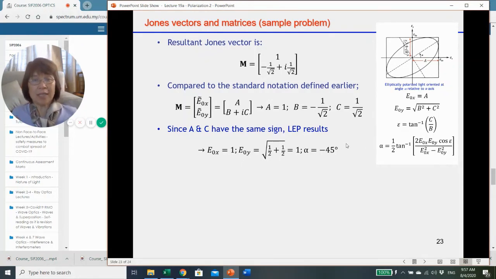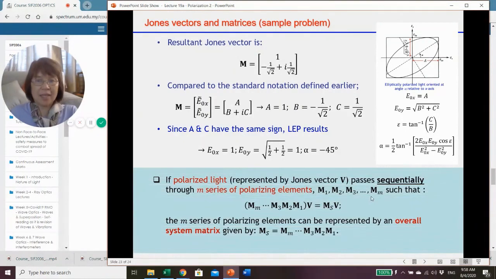From there, since A and C have the same sign, then what we have would be a left elliptical polarization. And here, E0x equals 1, E0y is root of the square of this half, add up 1. So that's 1. And then, so E0y is 1, this is 1 also. And alpha would work out to be negative 45, substitute that in.